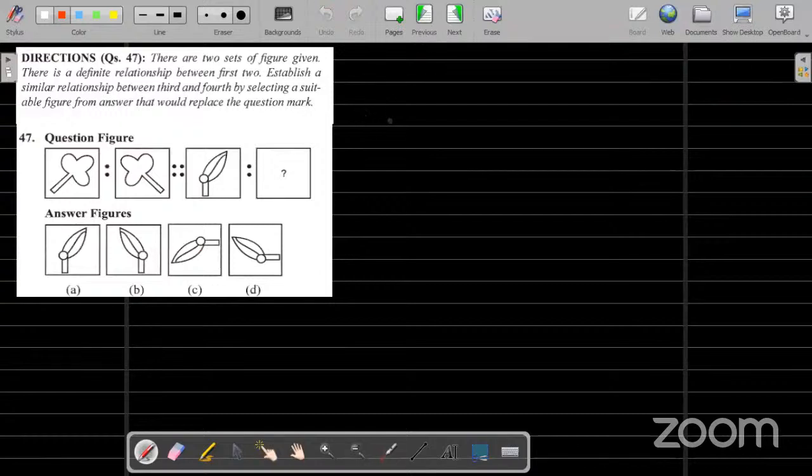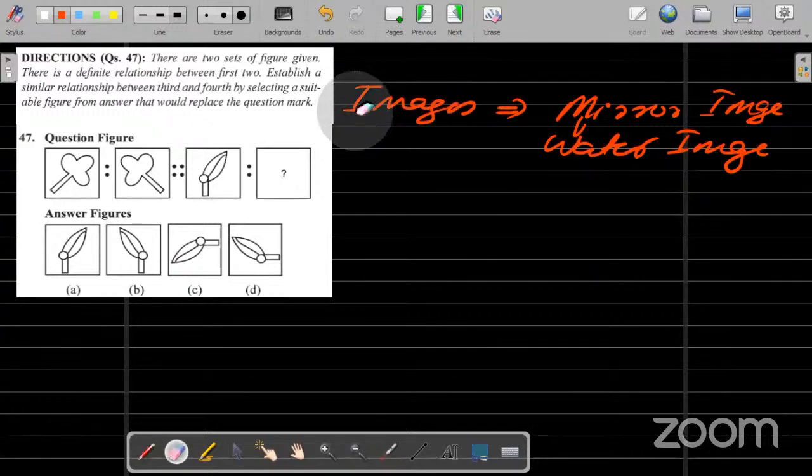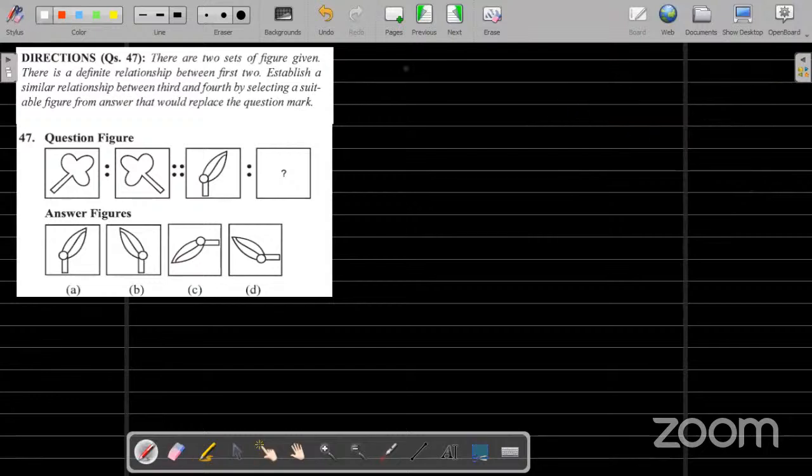Then the next one. Some questions are based on images. Images are of 2 types: the mirror image and the water image. Okay. Mirror image means, we'll first think of mirror image. Mirror image means an image taken in a vertical mirror. The mirror is kept vertical there.